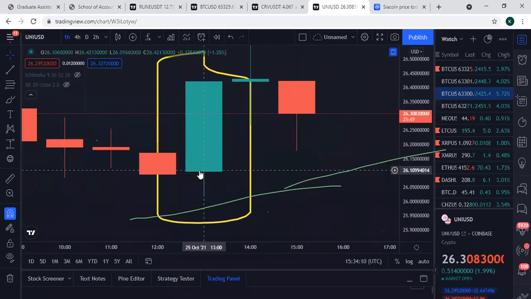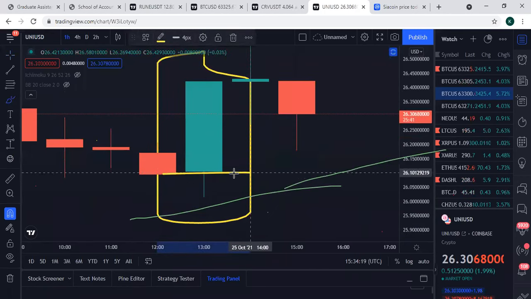So it has a small wick underneath here. And this is it. Can you see? Now, they push the price. Market opens here, the candle opens here, push the price downward. The seller pushes the price downward.